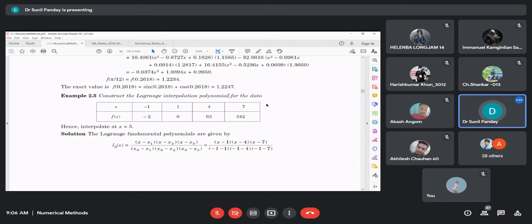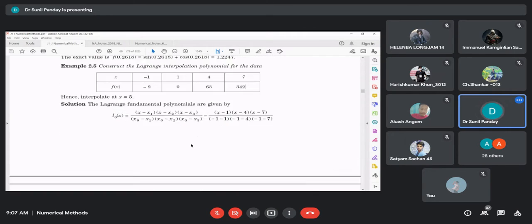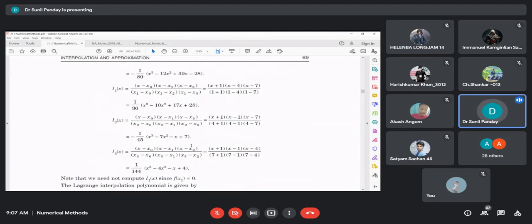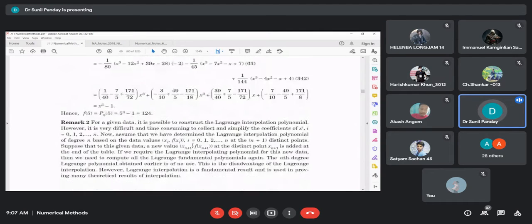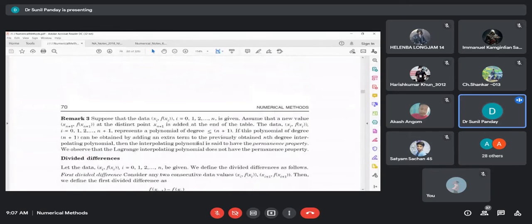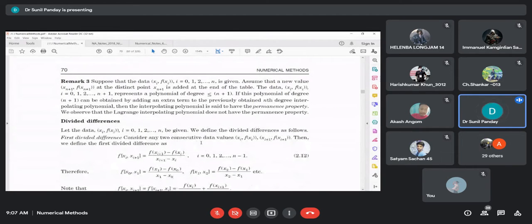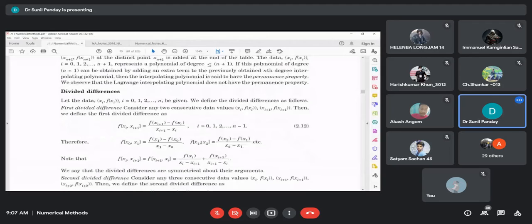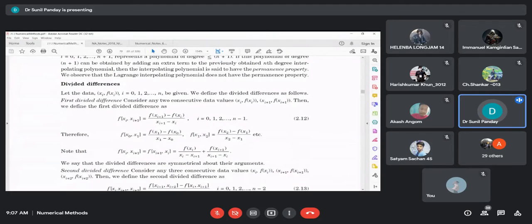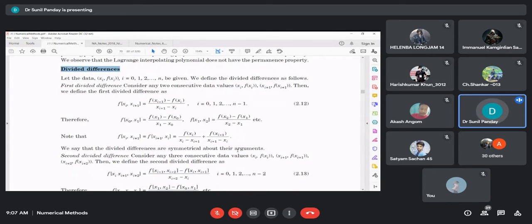If you have already calculated for n data, and suddenly you add one more data to your data set, then you have to do all the calculation from the beginning. So to overcome this kind of problem, we have another method known as the Newton divided difference interpolation formula. So how do we calculate this formula? First, we define the Newton divided difference.